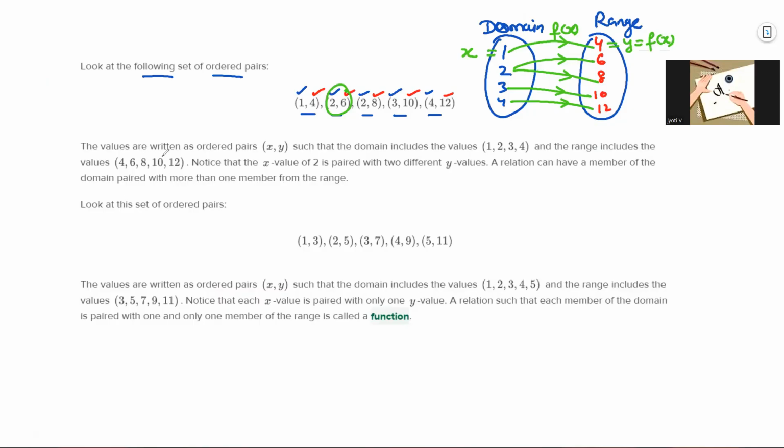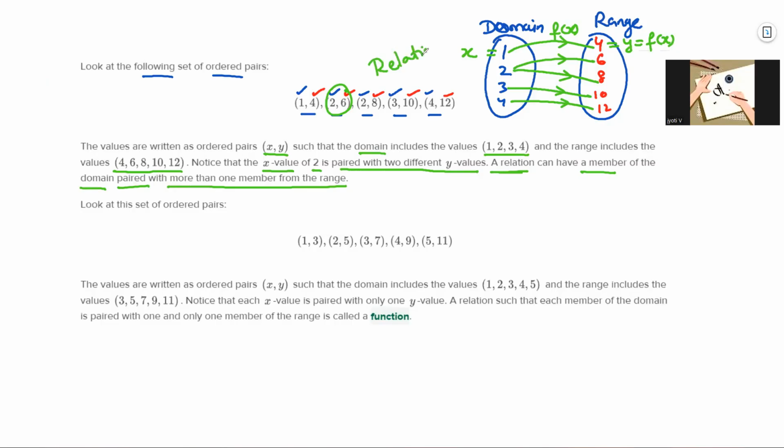Now let's understand further. The values are written as ordered pairs (x, y) such that the domain set includes 1, 2, 3, 4, and the range set includes 4, 6, 8, 10, 12. Notice that the x value of 2 is paired with 2 different values of y. A relation can have a member in the domain paired with more than one from the range. So the one that we just saw is an example of a relation.